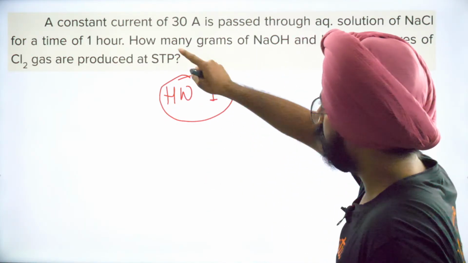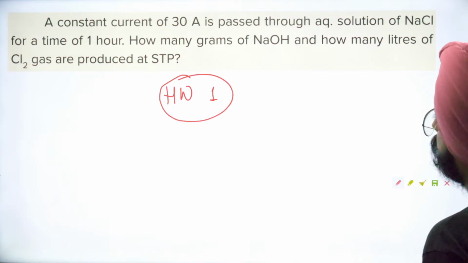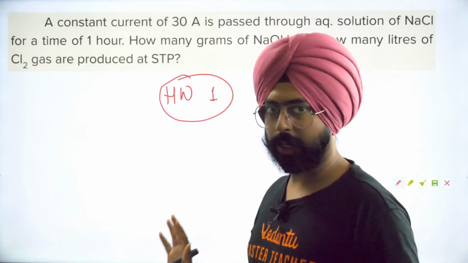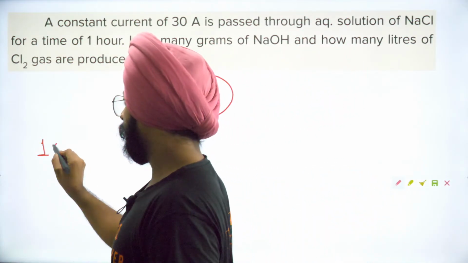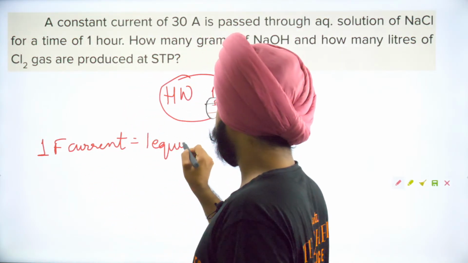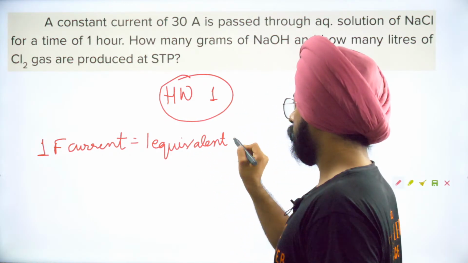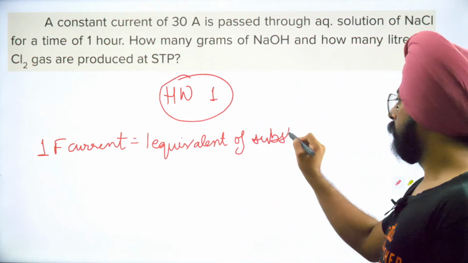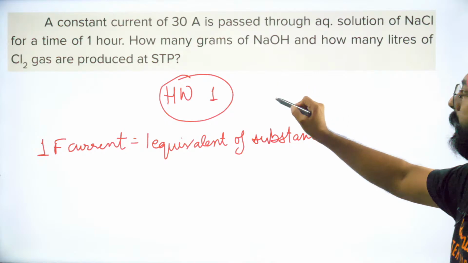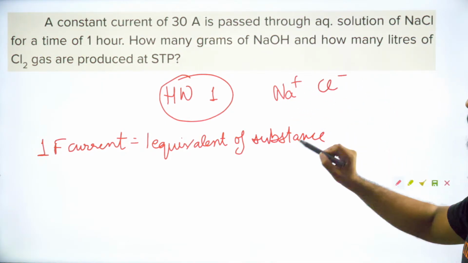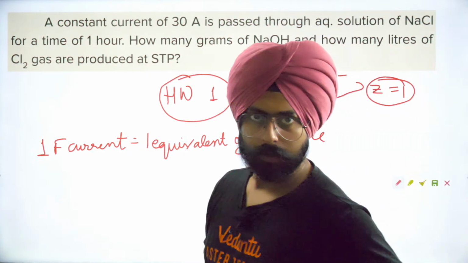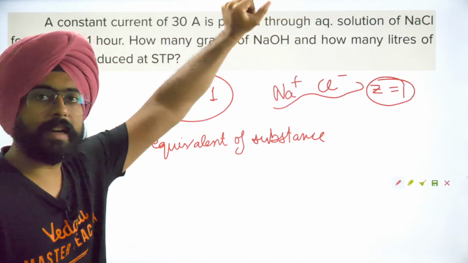Okay? A constant current of 30 ampere is passed through an aqueous solution of NaCl for a time of 1 hour. So from this, my dear friends, you can calculate how much current is passed. I'll remind you, 1 Faraday current is equal to 1 equivalent of the substance. Okay. Now the fun thing is that we are talking only about NaCl. Na is Na positive, Cl is Cl negative. So in both the cases, the valency factor is equal to 1. Isn't it?